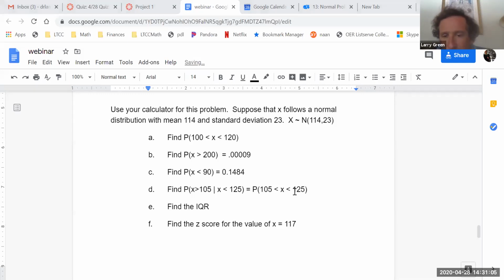Any questions so far? And then divided by the probability that x is less than 125. Any questions on this approach? The key on this one is we have 2 different probabilities and then we divide. So let's just do these separately.